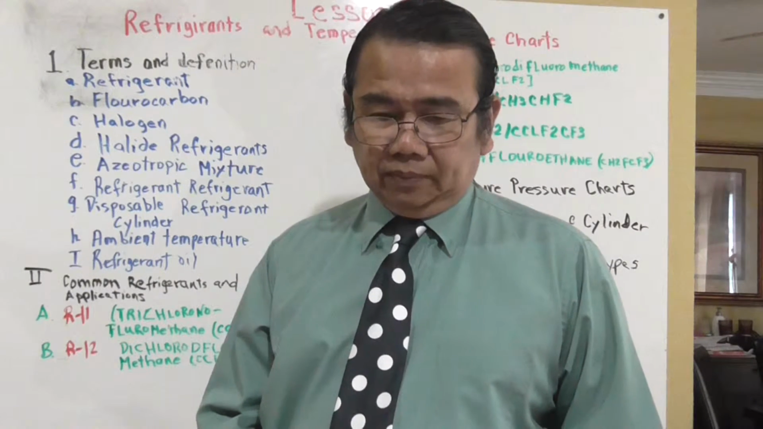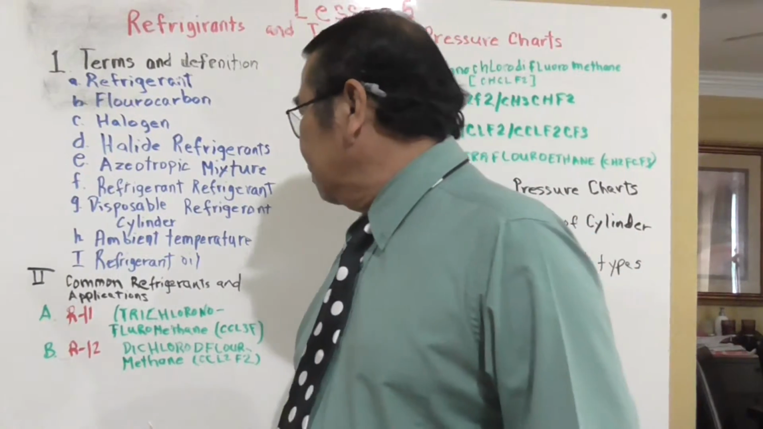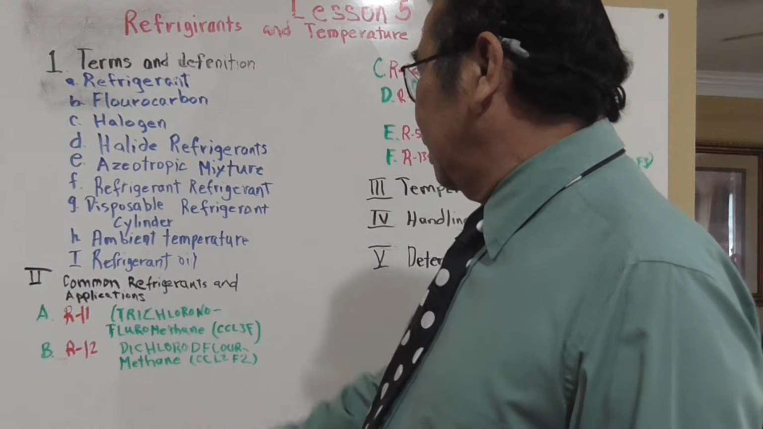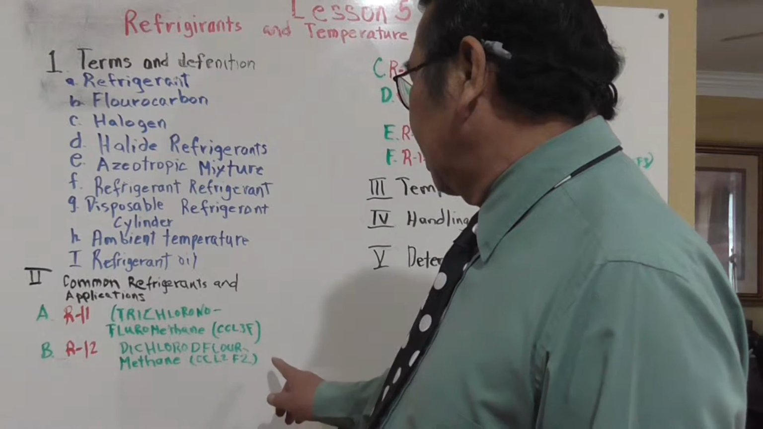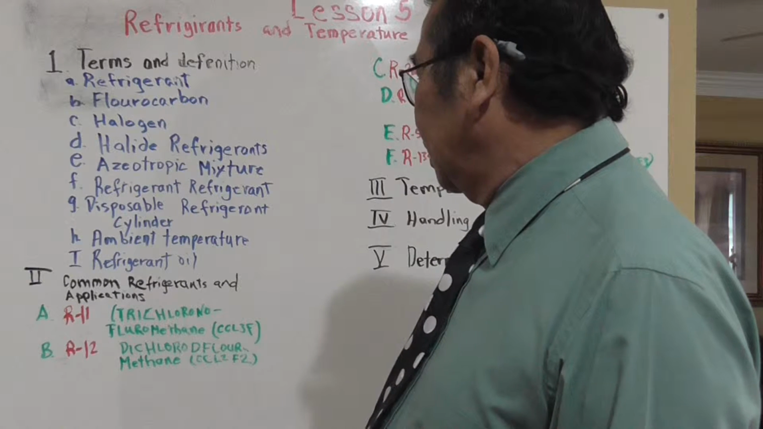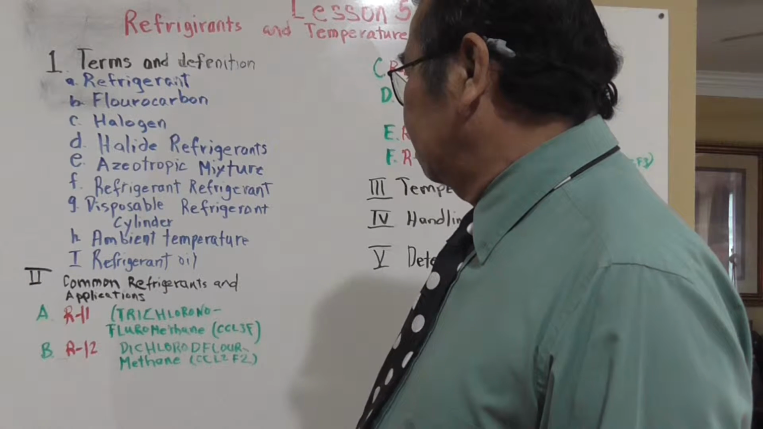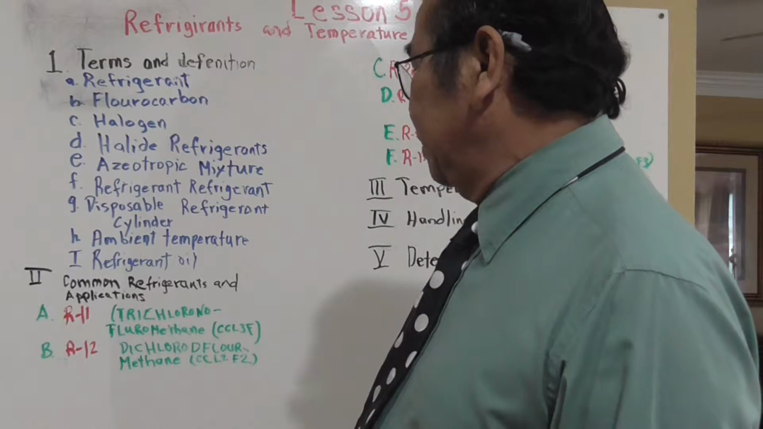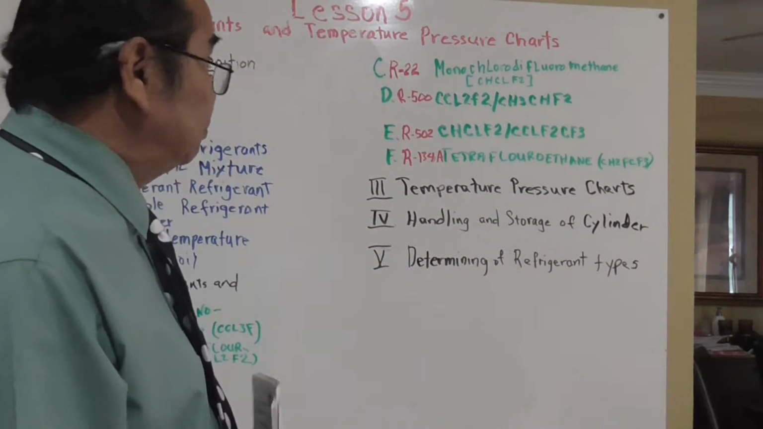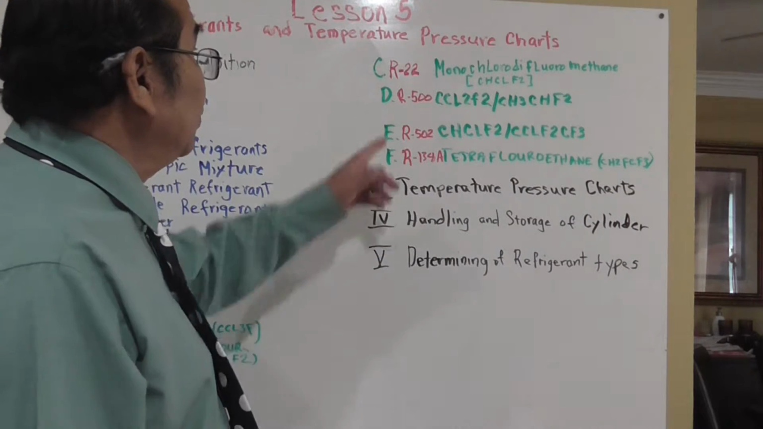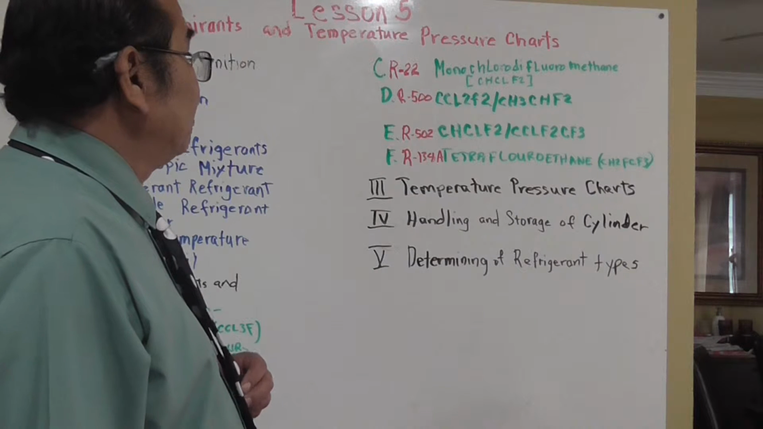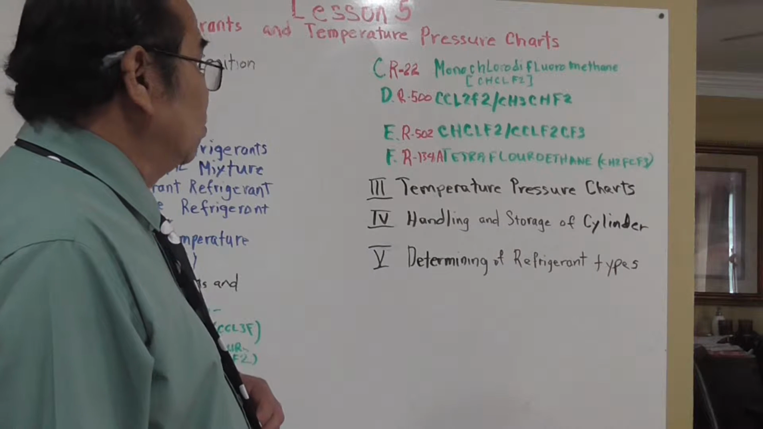Now we're going to be talking about the common refrigerants and applications. We have R11 and then R12. These are being eliminated. So the ones we have to use as refrigerants are R22, R500, R502, and then R134.